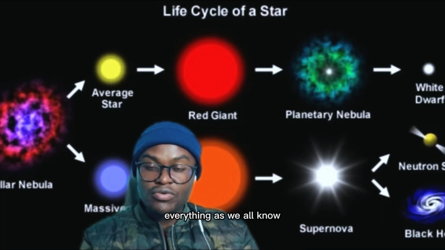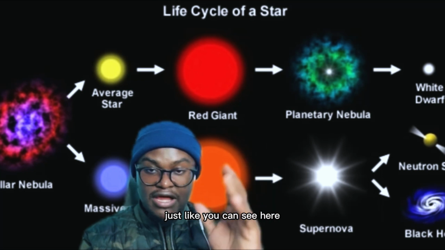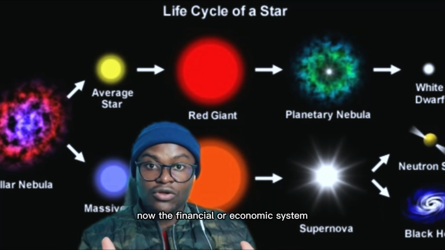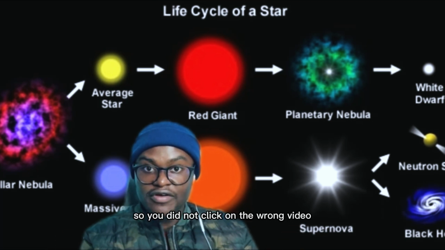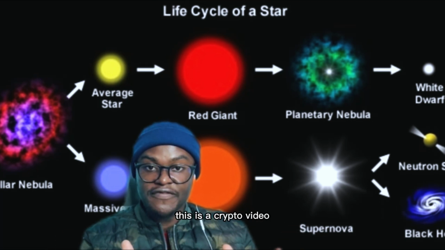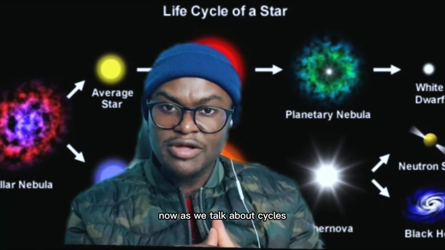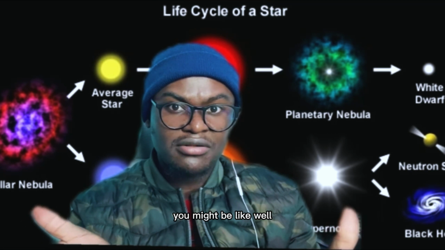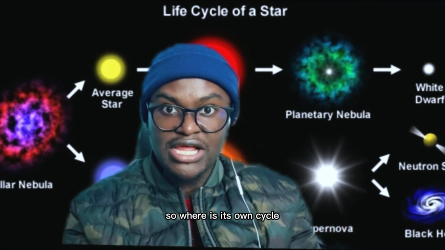Everything, as we all know in the universe, follows a cycle, just like you can see here. Now, the financial or economic system is no exemption to this cycle. So you did not click on the wrong video. This is a crypto video, not astro stuff. Now, as we talk about cycles, you might be like, well, money is basically always the same. So where is its own cycle?